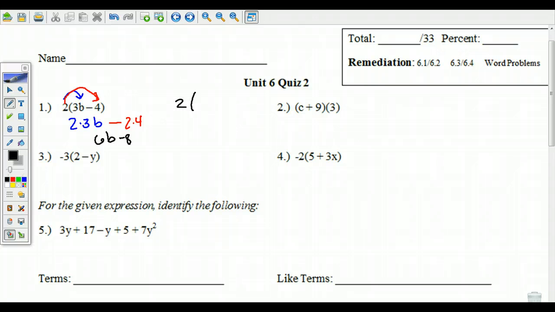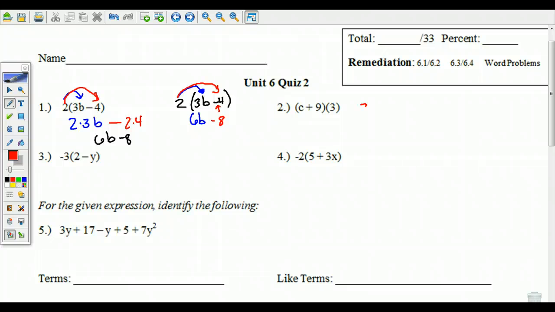And in class, we've worked with just figuring out how to do it without all of the steps there. So you should, at this point, hopefully be familiar with how that works. 2 times 3b is 6b. And then 2 times negative 4, looking at this as a minus sign, or a negative sign, is negative 8. So either way, you do get the same answer.